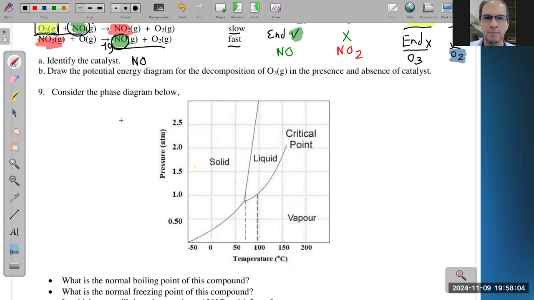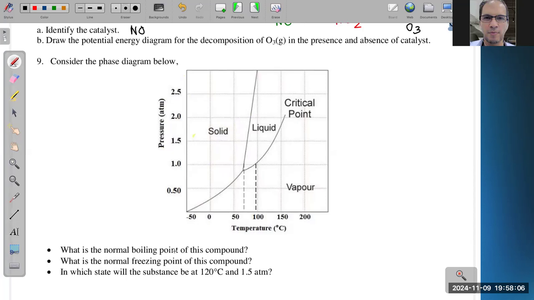Okay, let's see the question. Consider the phase diagram below. What is the normal boiling point of this compound? What is the boiling point, Abdullah? Boiling point means you are moving from what phase to what phase? From liquid to gas. So good, from liquid to gas.